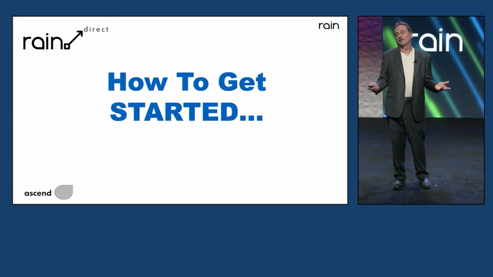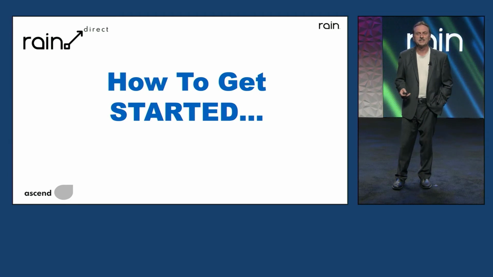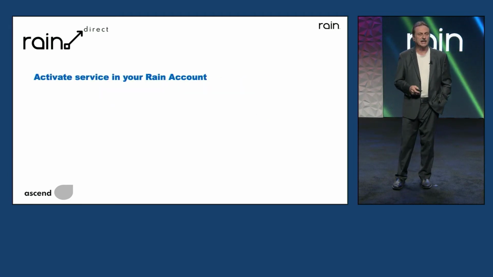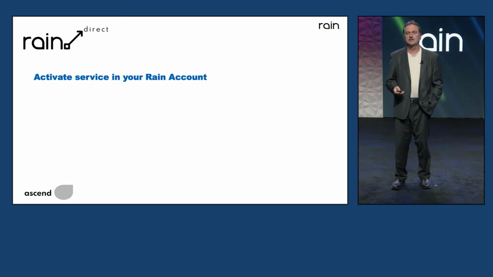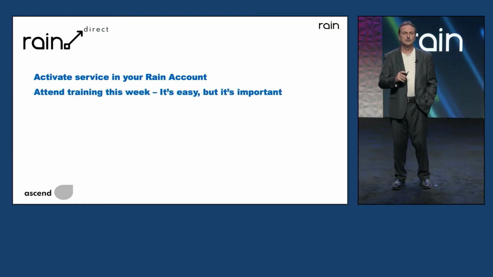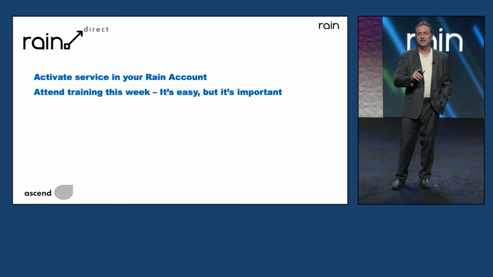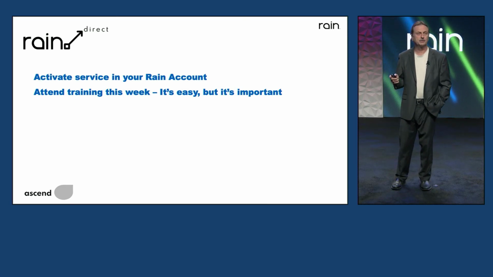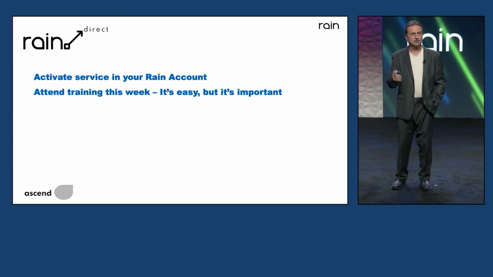And then how do you get started? That's the end here, which is pretty easy. Log into your Rain account. There's going to be a button there to activate your Rain Direct service. And then more important than anything, well, maybe not anything, but important, we're going to do some trainings, webinars, live and pre-recorded, ongoing, but they'll start this week.